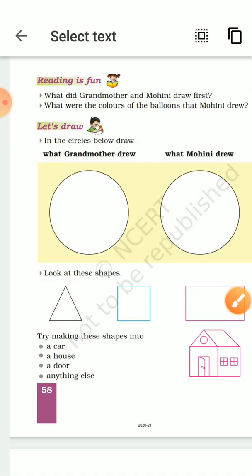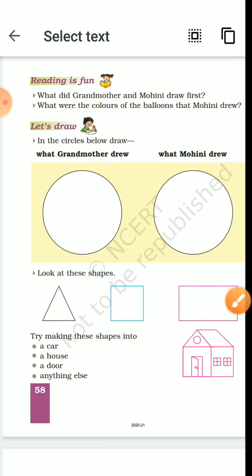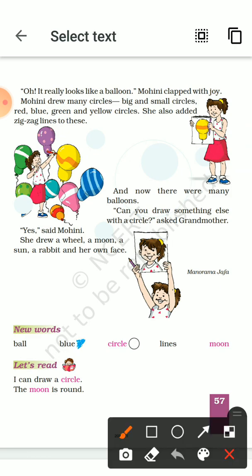The second question. What were the colors of the balloons that Mohini drew? To answer this question, again go back to the story. Mohini drew many circles, big and small circles, red, blue, green and yellow circles. Alright, so we got the answer here. Mohini drew red, blue, green and yellow colored circles or balloons.